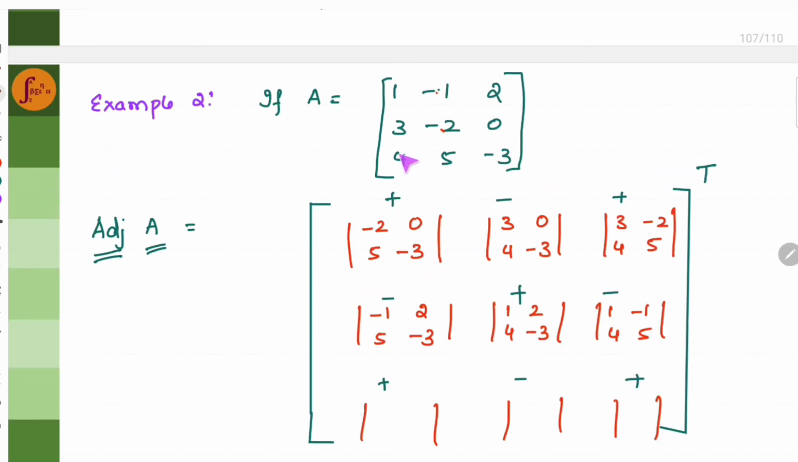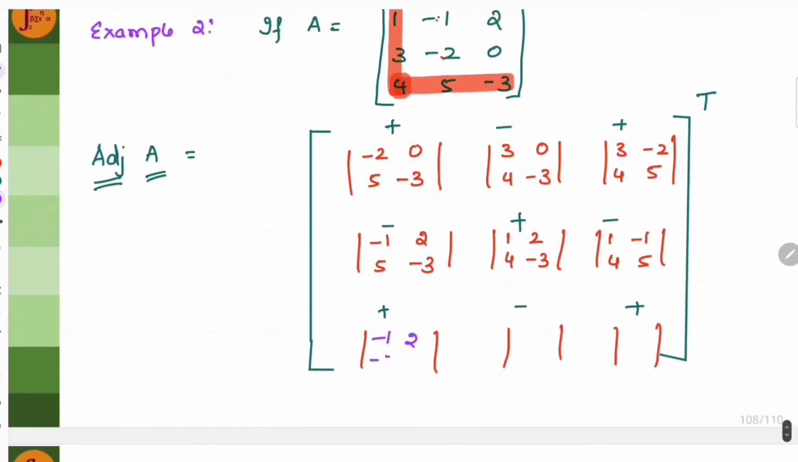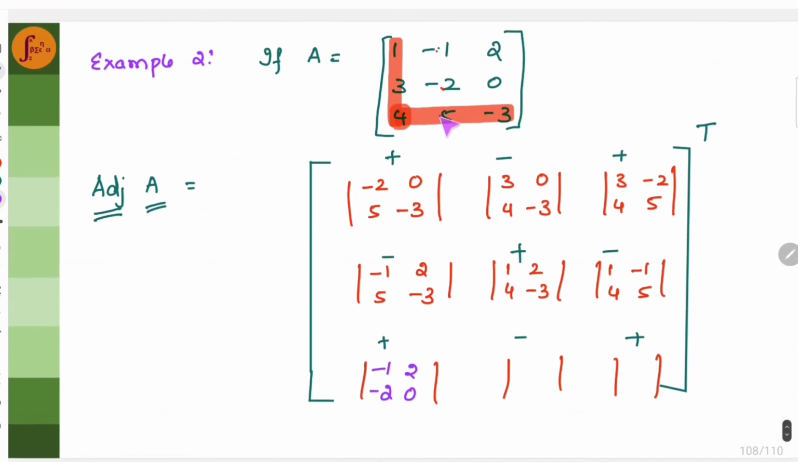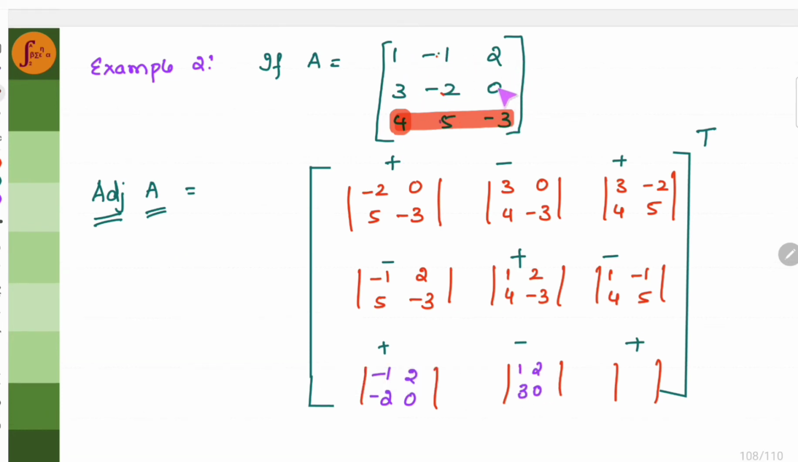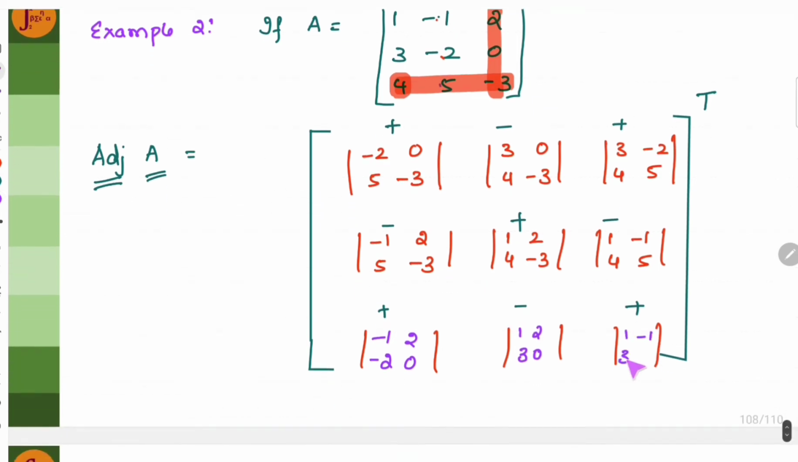We'll go to the next element, that is this element, number 4. Here we're going to ignore this particular row and this particular column, so we're going to have minus 1, 2, minus 2, 0. The next element is 5. We'll ignore the column in which 5 is there and its row. So we're left with 1, 2, 3, 0. We'll go to the last element, which is minus 3. We'll have to ignore the last column and the row. So the elements we have are 1, minus 1, 3 and minus 2.